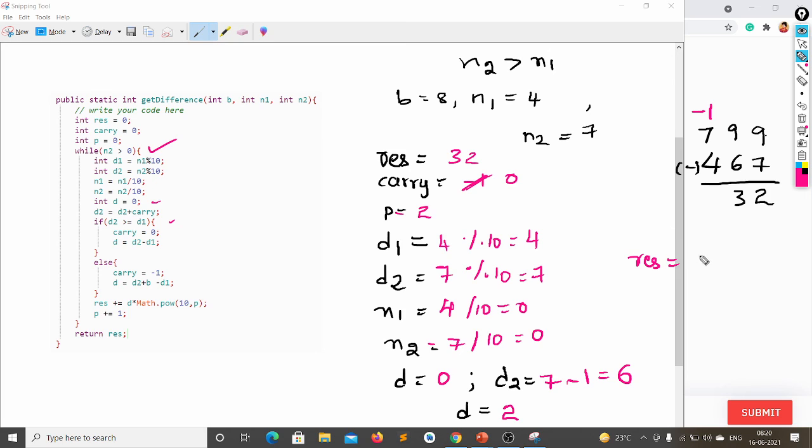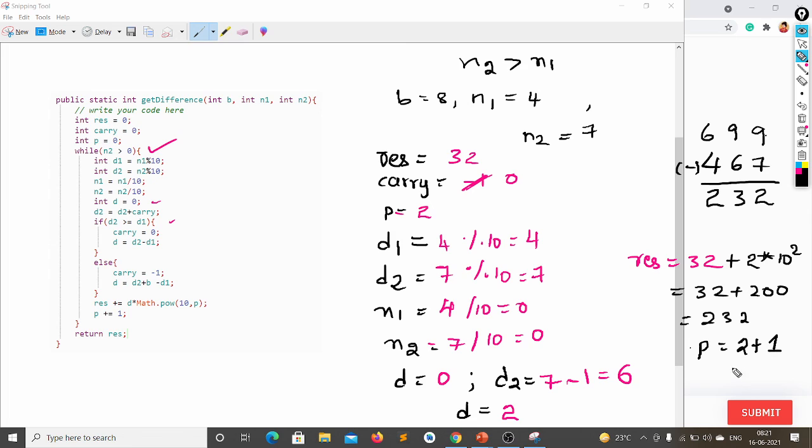And again, result. What is my previous result? Result is equal to 32. See here, 7 minus 1 is 6. 6 is greater than 4, so 6 minus 4, 2. Here the previous result is 32. 32 plus what is my D? 2. 2 into 10 power 2, that is 32 plus 200, which will be 232. So that is my result, and my P will be incremented; initially P is 2, so 2 plus 1 is 3. My P will be 3 and my result is 232.